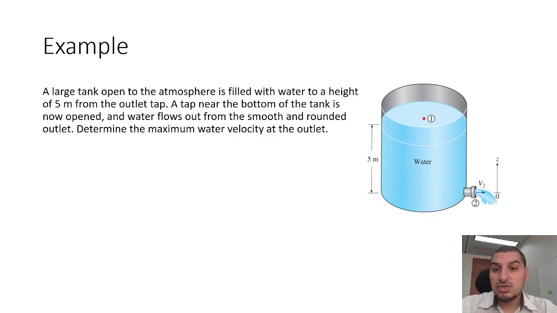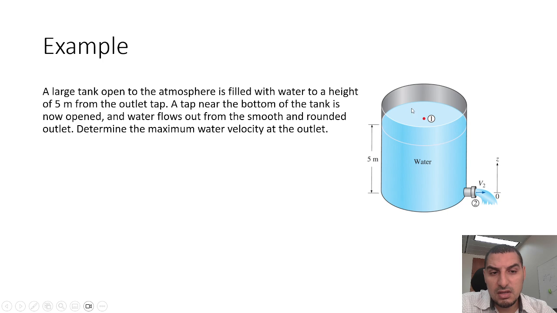It is about a large tank that's open to the atmosphere. It's filled with water to a height of 5 meters, and there is a tap at the bottom that is open and draining water. So we need to calculate the maximum water velocity at the outlet. Again, the conditions of the Bernoulli equation apply to this case, and we need to pick 2 points that we know information at.